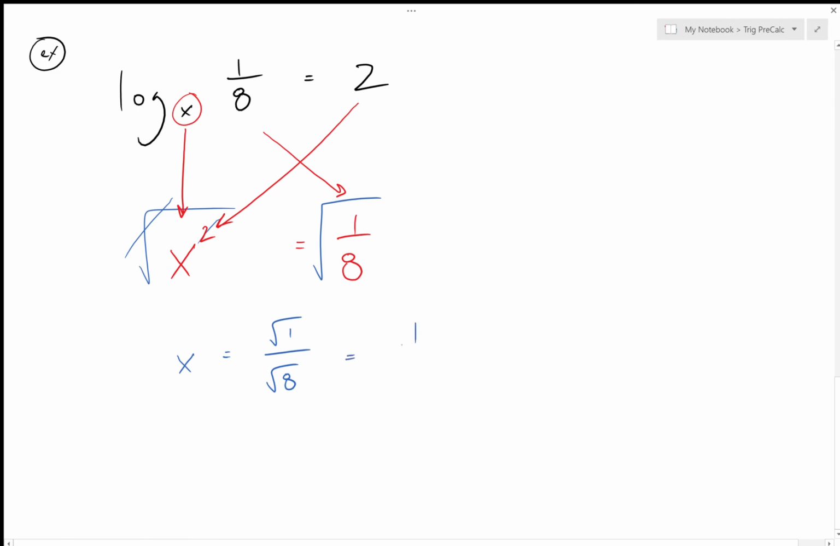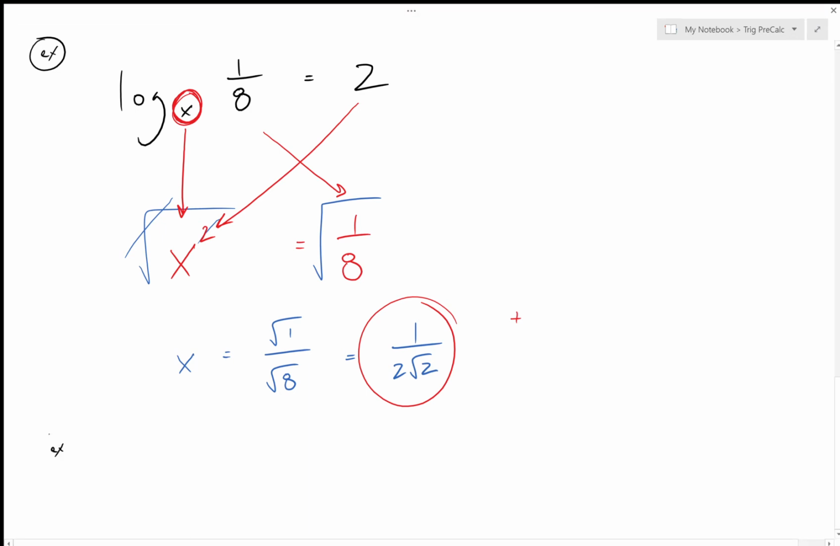So square root of 1 is 1. Square root of 8 doesn't really break down, but it does come out to 2 square root 2. And you have a couple options. If you want to rationalize that, you can. Right now, we're just really trying to find out what x is equal to. And remember, that x was the base, so it has to be the positive when we square root it, no negative.